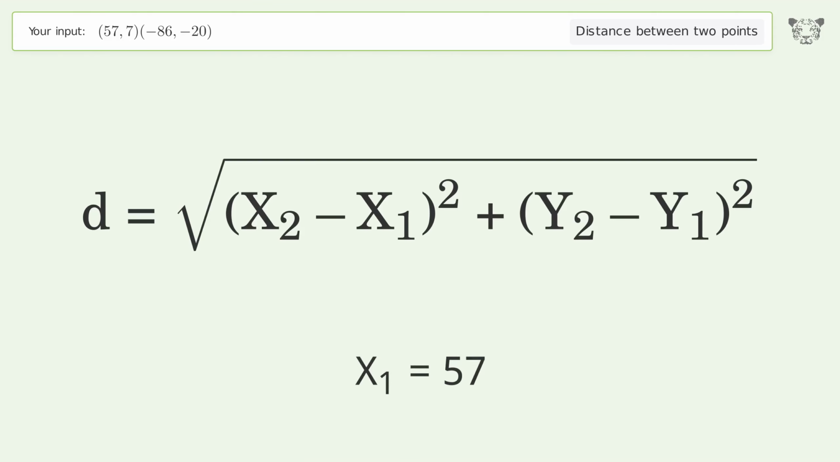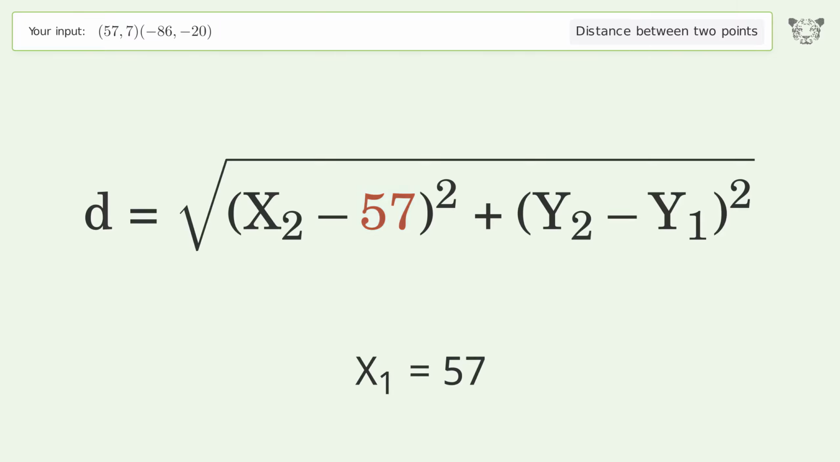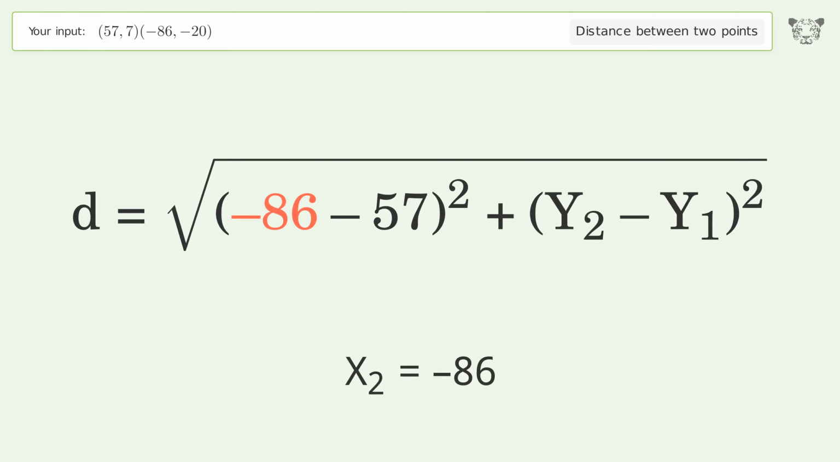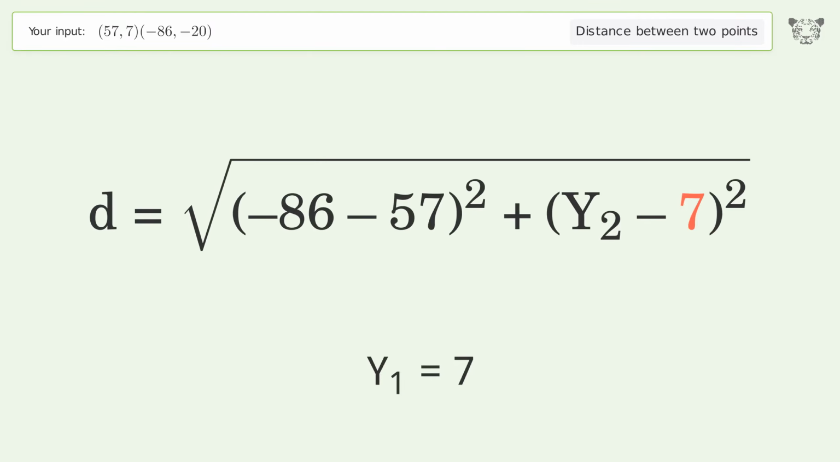x1 equals 57. x2 equals negative 86. y1 equals 7. y2 equals negative 20.